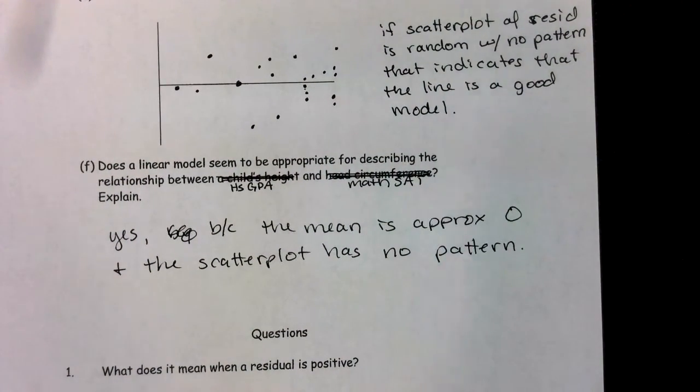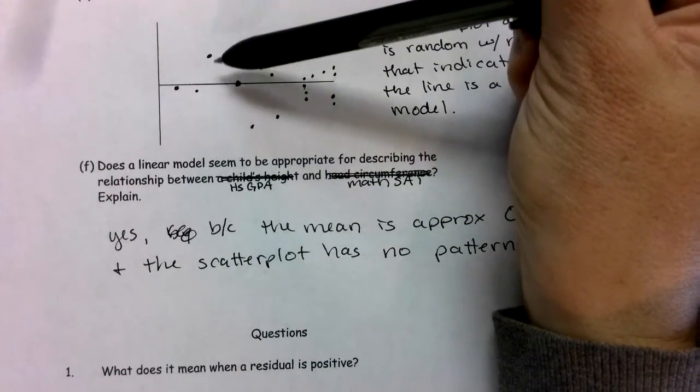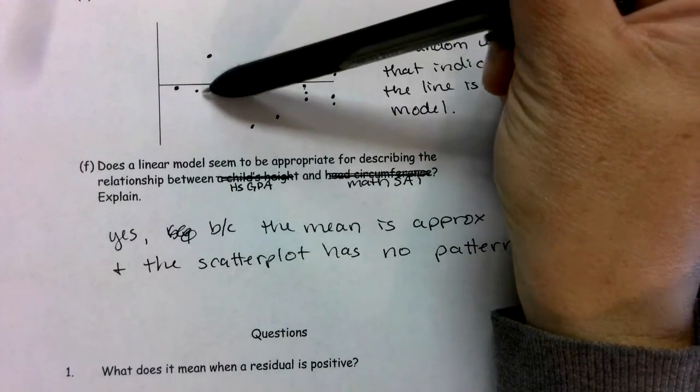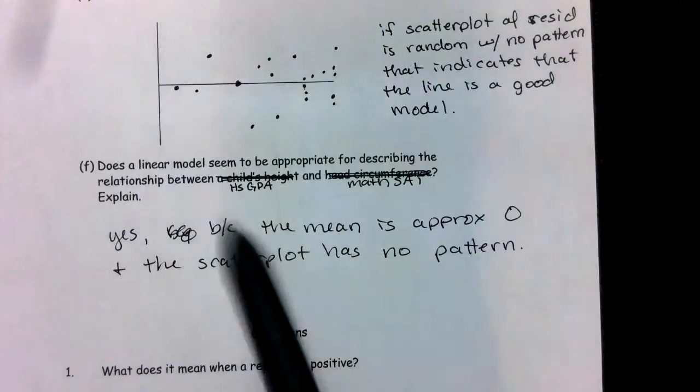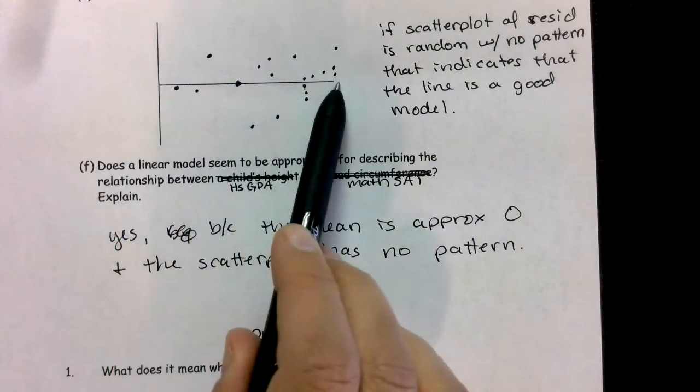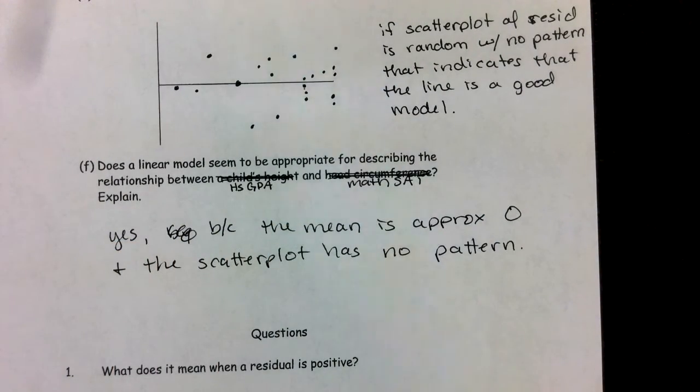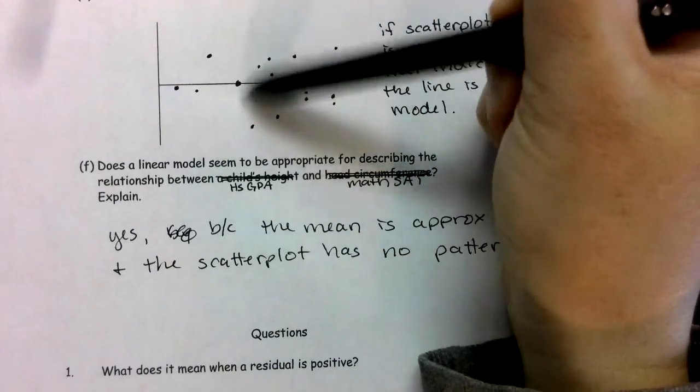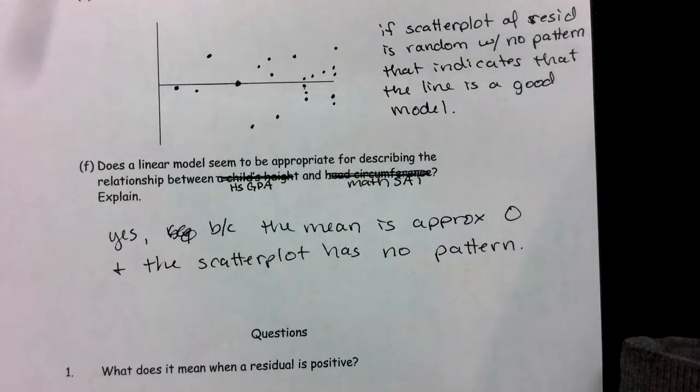Because again, this is our residuals. So this is how far above or below the predicted values we are. So you can kind of assume that this axis is our predicted values. Residuals we're showing above or below. So we should have a good mix of both, and it should be random.